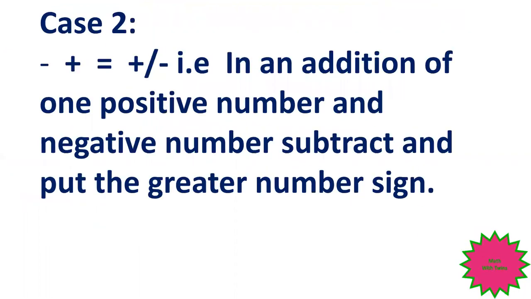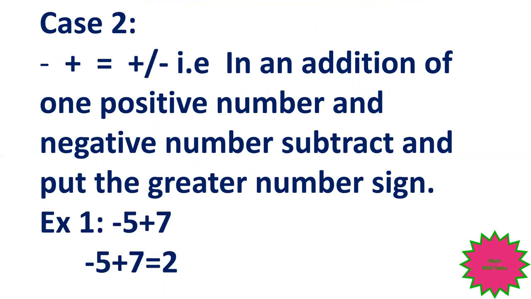Let's go to case 2. The addition of one negative and one positive number results in either a positive or negative answer. That is, in addition of one positive number and one negative number, we need to subtract them, though it is addition, and put the greater number's sign. Let's go through an example. Minus 5 plus 7. Here 5 is negative and 7 is positive. So we need to subtract 7 minus 5, which will give us 2. And the greater number is 7 and the sign is positive. So we need to put the greater number's sign, which is plus. So our answer is positive 2.